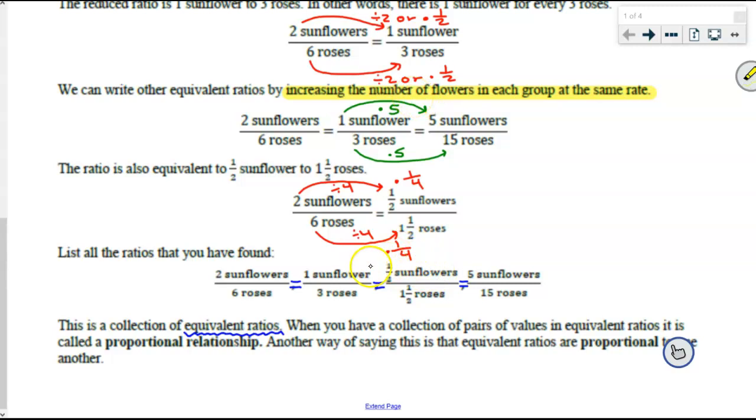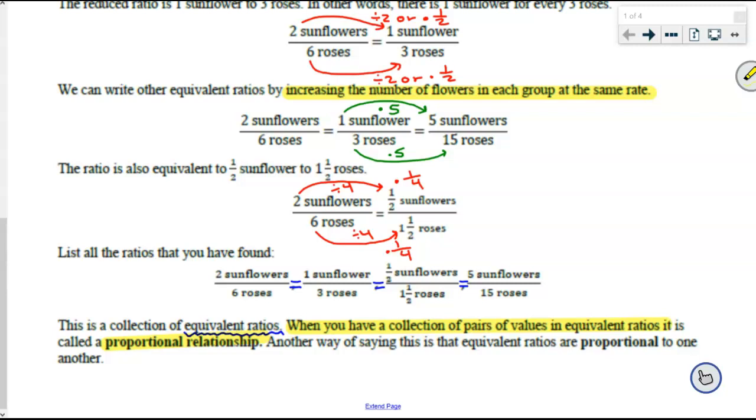This unit is all about this. When you have a collection of pairs of values that are equivalent ratios, just what we have here, that is called a proportional relationship. That is exactly what Ryan recognized when we're changing those ratios. We need to change them in a way that is proportional. We need to keep the ratios equivalent. This unit is all about proportions.